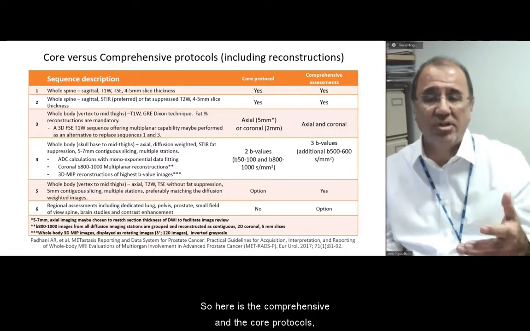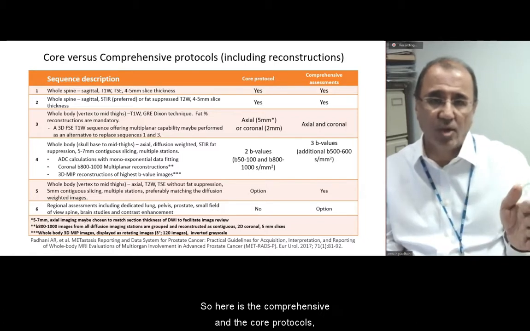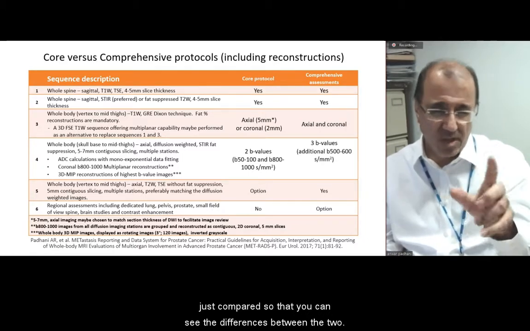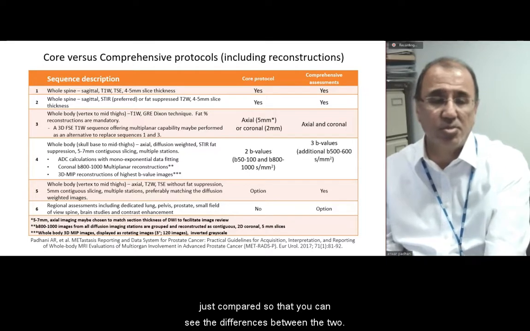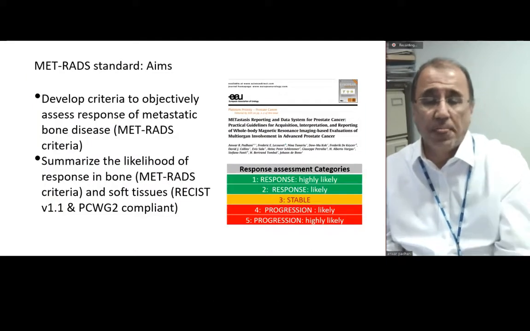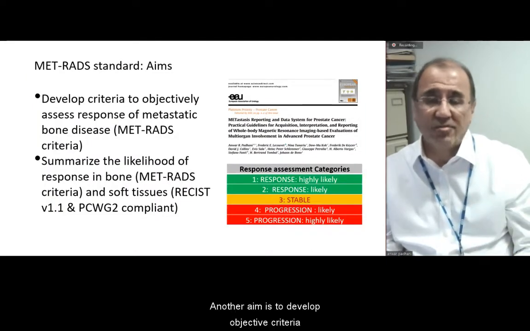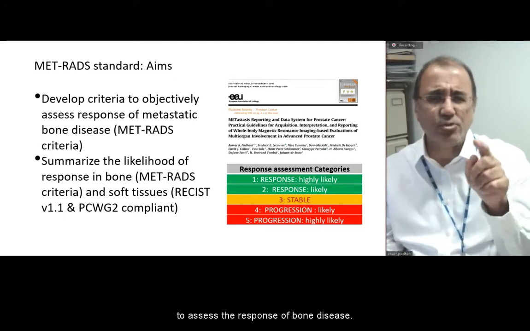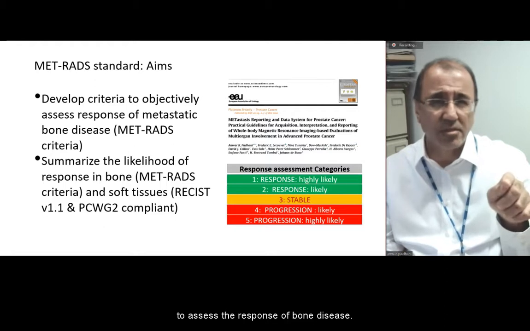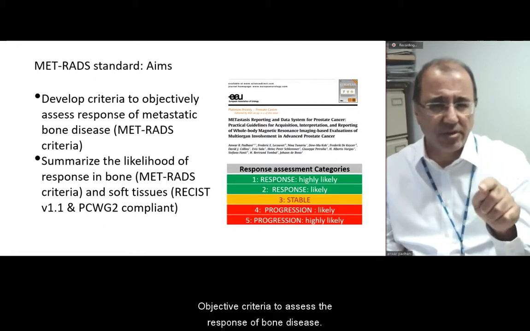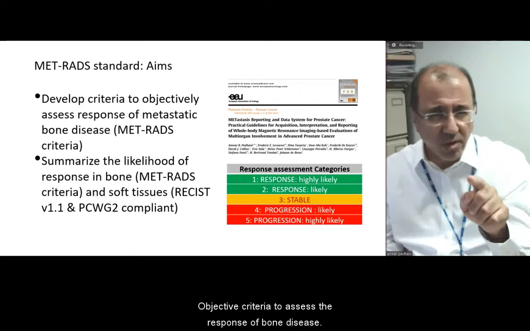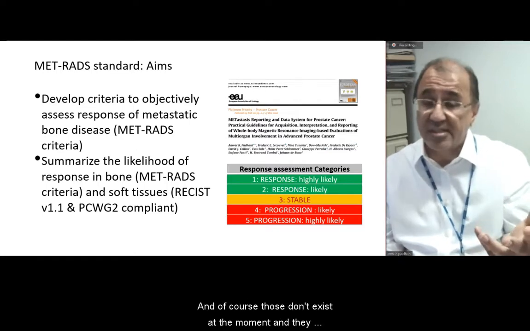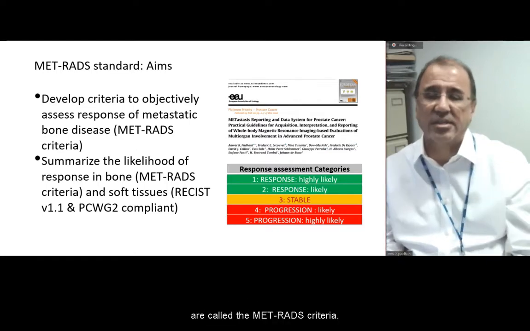Okay, so here is the comprehensive and the core protocol, just compared so that you can see the differences between the two. Now, another aim is to develop objective criteria to assess the response of bone disease. And of course those don't exist at the moment, and they're called the MET-RADS criteria.